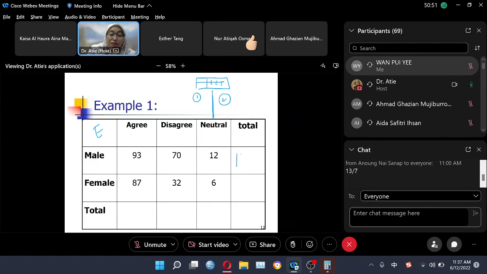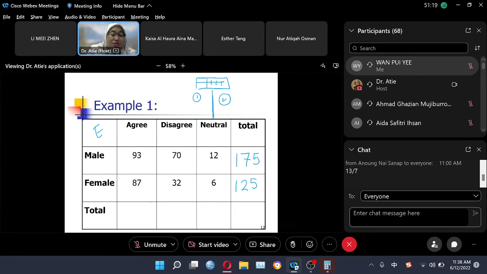Okay, next one for female. 87 plus 32 plus 6. Lee Minzen, can you add these numbers and give me the answer? 125. Okay, 125. Okay, good.